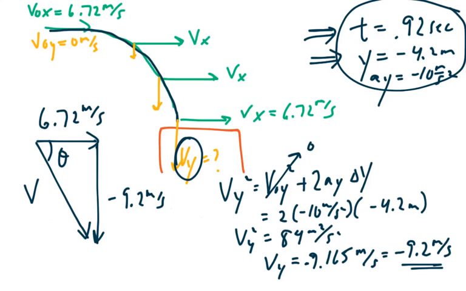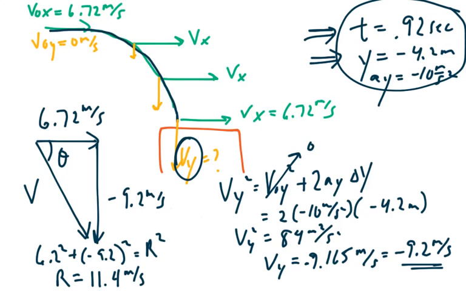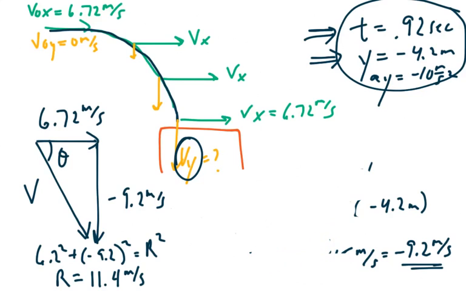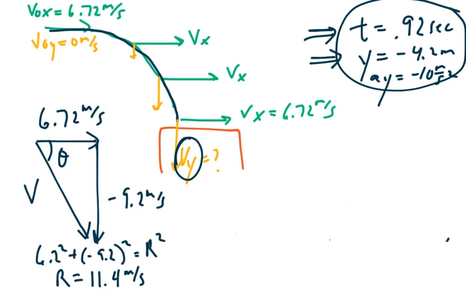Let's see, so 6.72 squared plus negative 9.2 squared, square rooted. Excuse me for leaving off my units here, but I'm just running out of room. Then r comes out to be equal to, once I square root that, 11.4 meters per second. Let's just erase this here so I have a little bit of room.